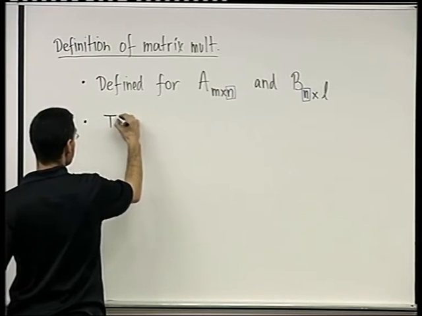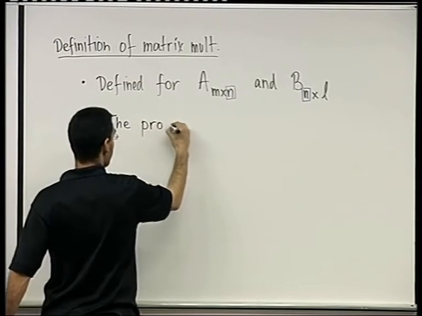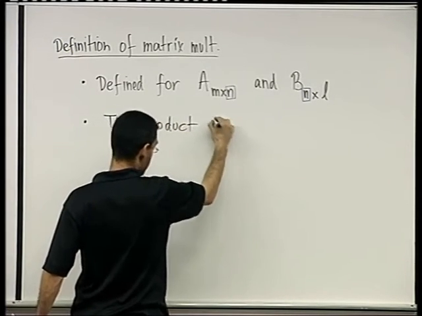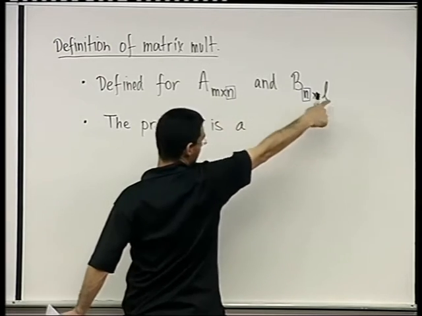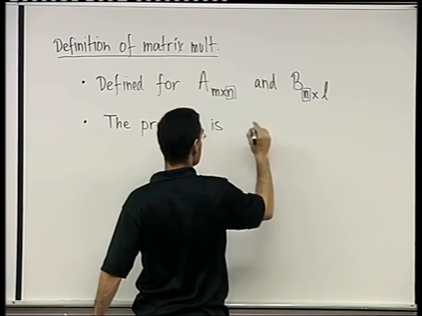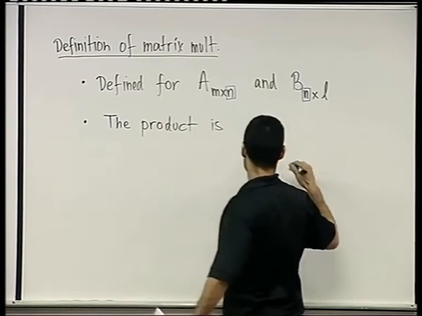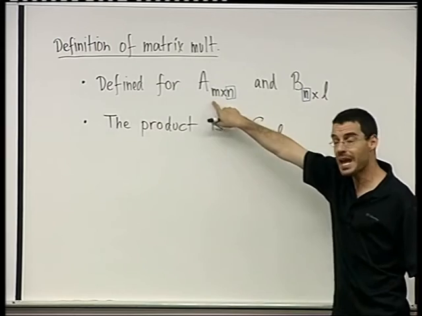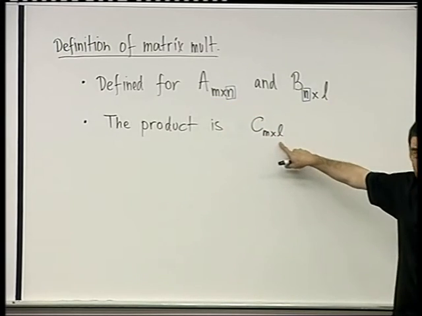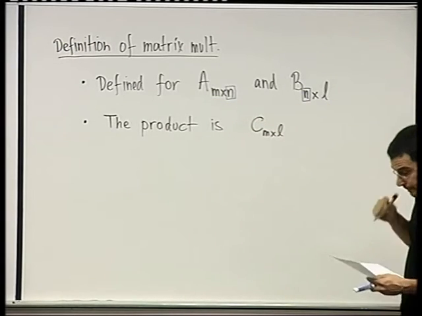The product is an m by L matrix, C. So the product has as many rows as A and as many columns as B. Okay, that's the product.